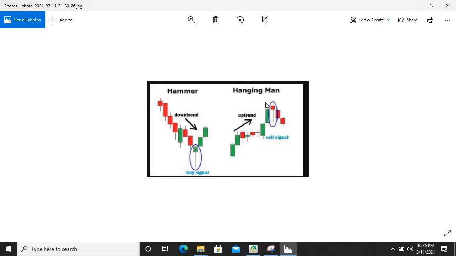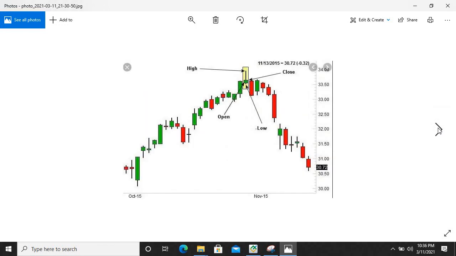Okay, this is a hanging man candlestick. The moment you see this kind of candlestick on an uptrend, you have to expect selling. The moment you have seen hammer on a downtrend, you have to expect to buy. We have seen that this candlestick is called a shooting star. The moment you have seen this on an uptrend, you have to expect selling.